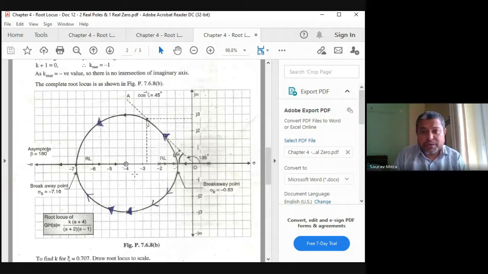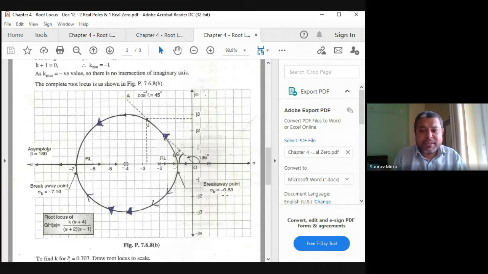So how will the root locus be in this case? This is the trickiest numerical. So one root will come from 0, another root is at -2. They will come and collide at a breakaway point. Breakaway point is at -0.83. We can calculate that by the same process. But in this case, dK/dS will be a little difficult because a zero is there.